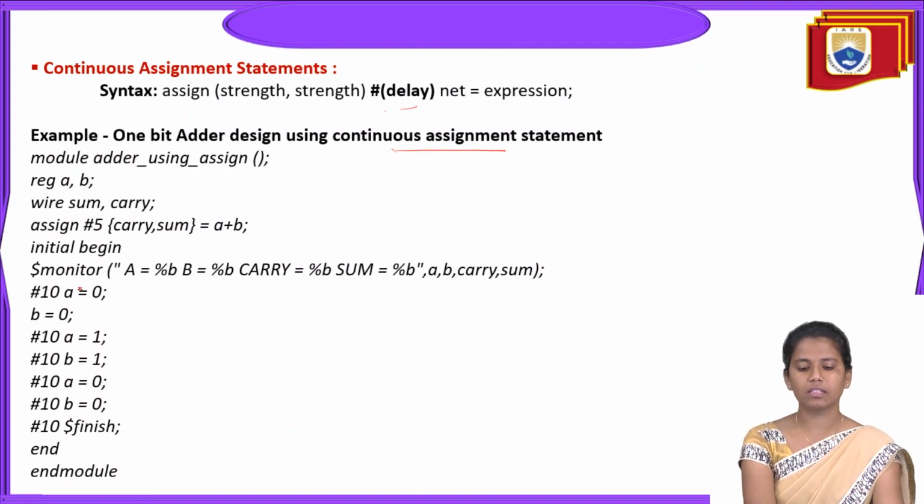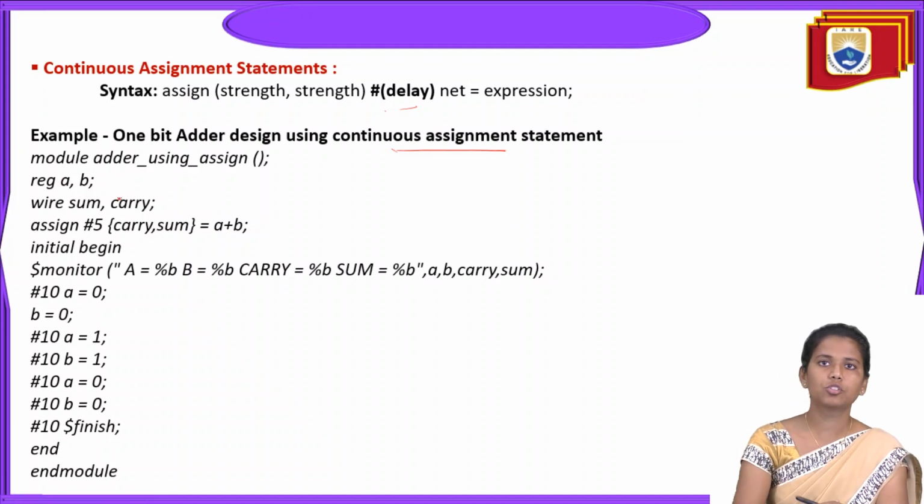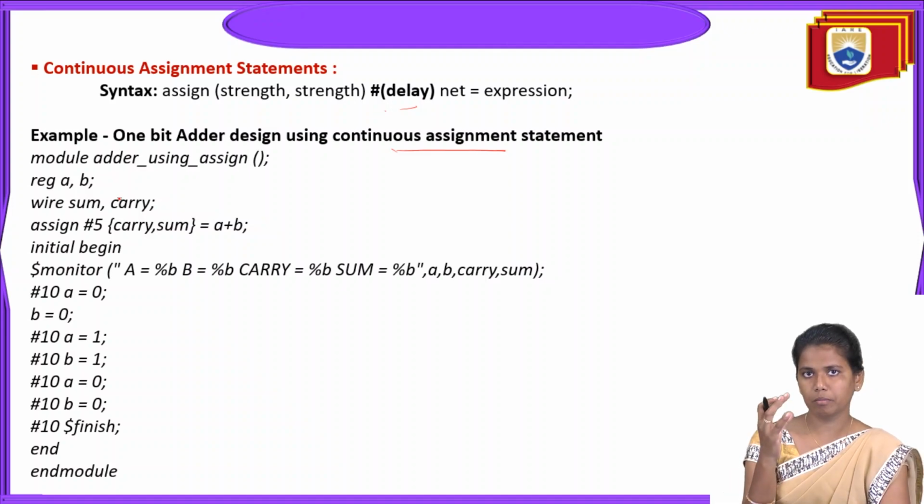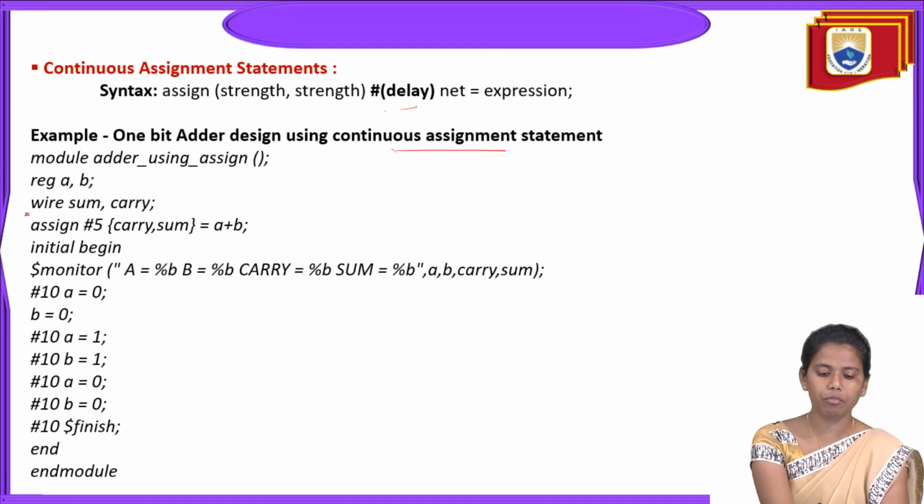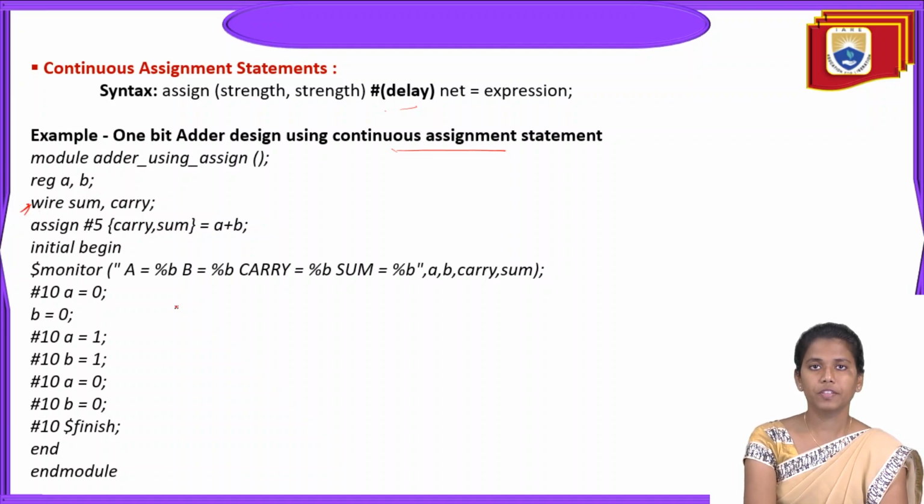So here we will see an example, module adder. The module that we are considering is a 1-bit adder. Our name should be adder using assign, register A and B, and wire sum, carry. Wire is meant for the physical connection between the A and B, right?